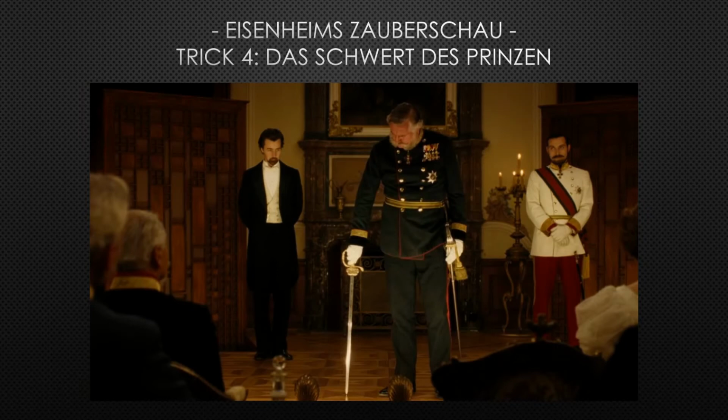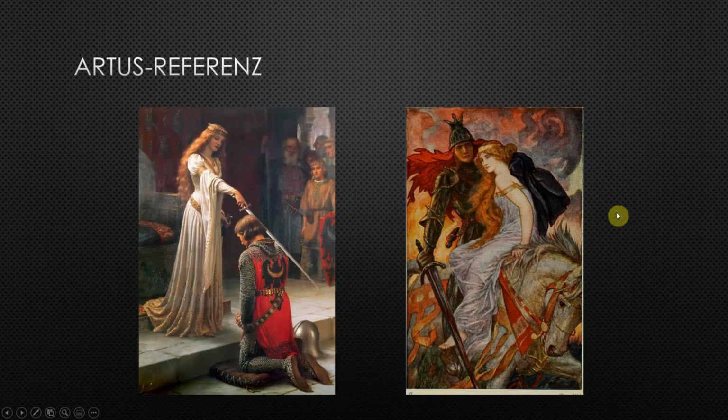So now we come to the scene where Eisenheim performs at the house of the prince, at the castle. And he does this trick where he takes the sword of the prince and attaches it to the floor, and no one can pull it away except the prince, who pulls it at last. And so we have here this very clear Arthur reference.